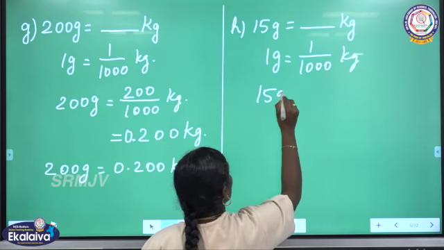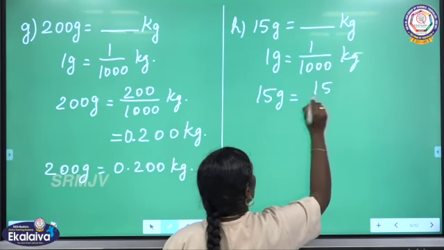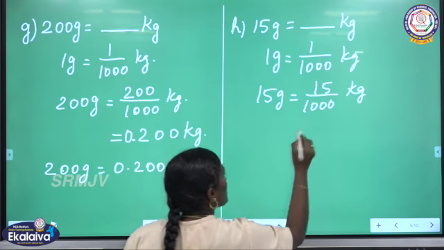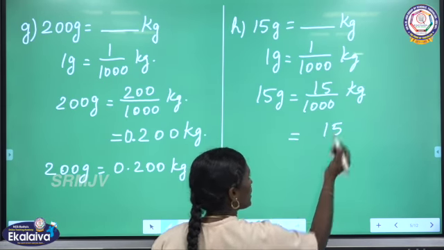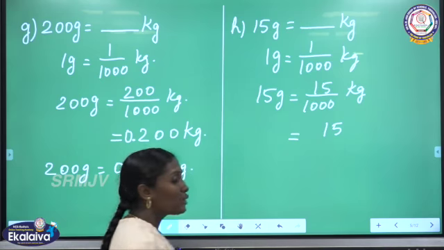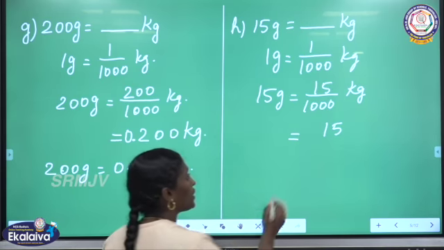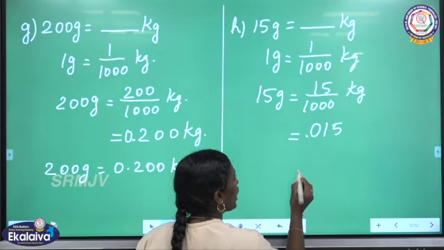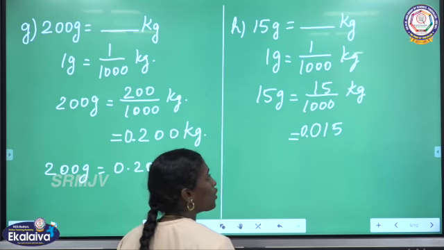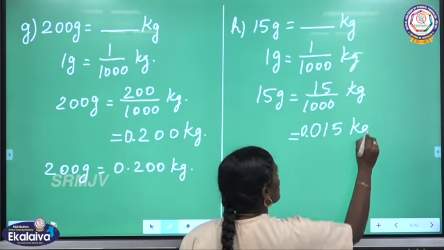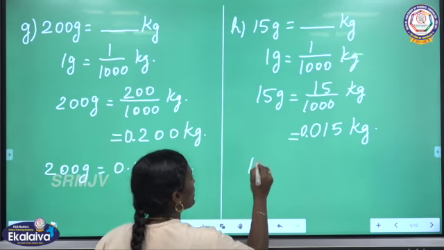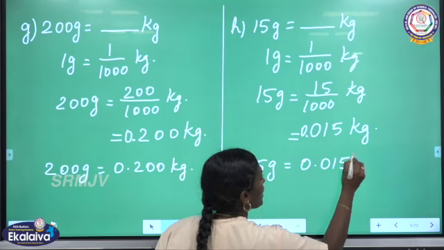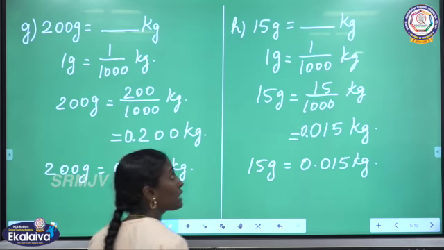So 15 gram is equal to 15 divided by 1000 kilogram. Here 3 zeros are there, so we need 3 decimal places. Here we are having only 2 digits. We need one more digit. For that we have to put 0 in front of the number. Then we have to keep the decimal point. Then the whole number part is 0. So the answer is 0.015 kilogram. 15 gram is equal to 0.015 kilogram. Was it clear, children?